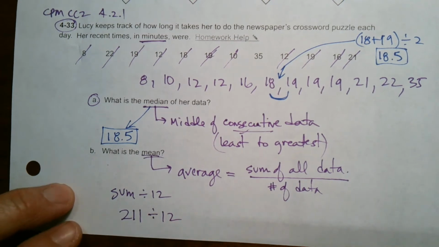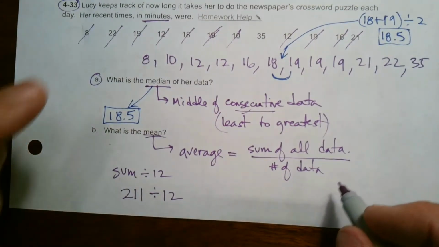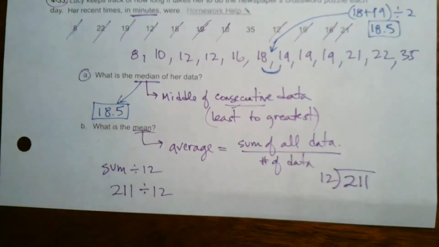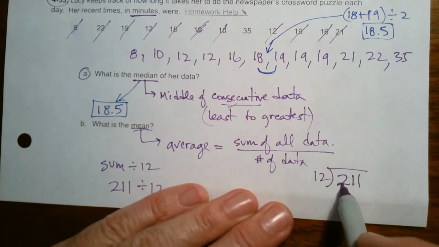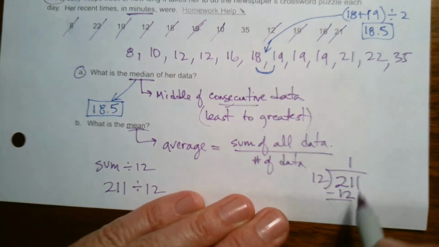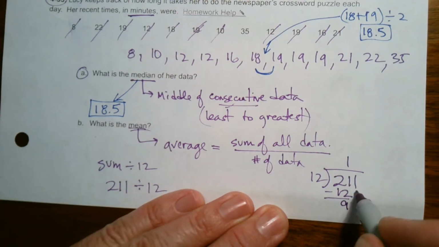So how do I do that division? With the division algorithm, we would go 211 divided by 12, looks something like this. So 12 goes into 21 how many times? Once. Can't get any more than that in there. Multiply, subtract, I get 9, and bring down the 1.